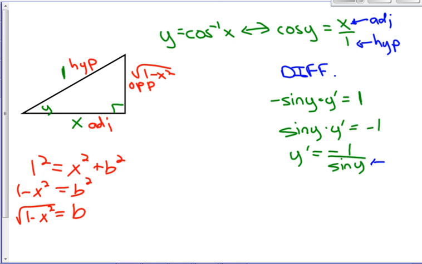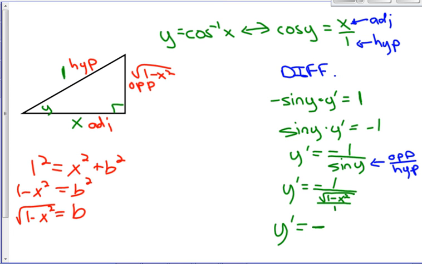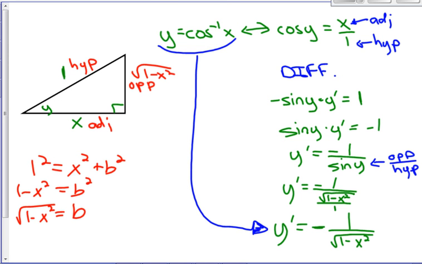And sine, we know, is opposite over hypotenuse. So y prime is going to be negative 1 all over opposite, which is root 1 minus x squared, over hypotenuse. Or you might write the derivative this way. It's negative 1 over root 1 minus x squared. Okay, it's the same as the one for inverse cos, but with a negative. So for an inverse cosine, there's the derivative.